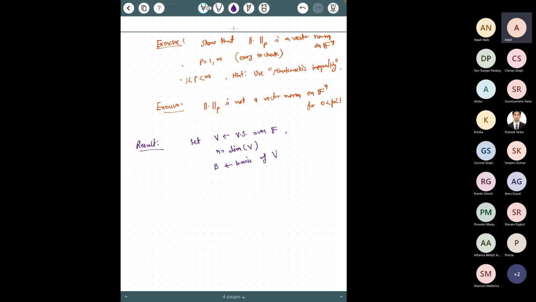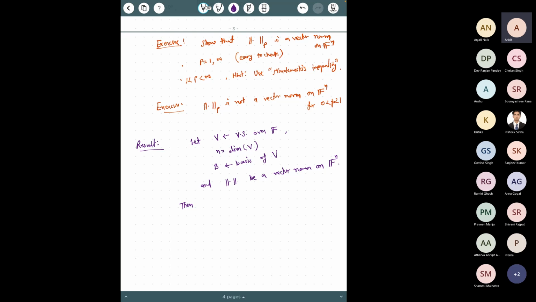Now V is a vector space over F, and suppose that you know some norm on F^n. So this is a vector norm. Norm means vector norm. So this is a vector norm on F^n, where n is the dimension. So assume that this is a norm on F^n. Then using this norm, you can define a norm on this vector space V.